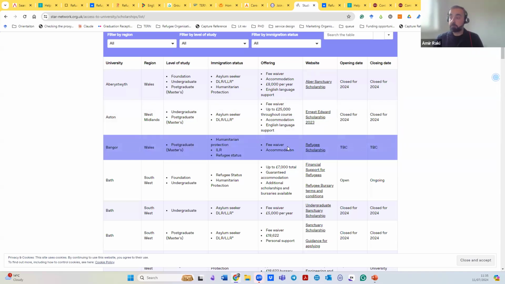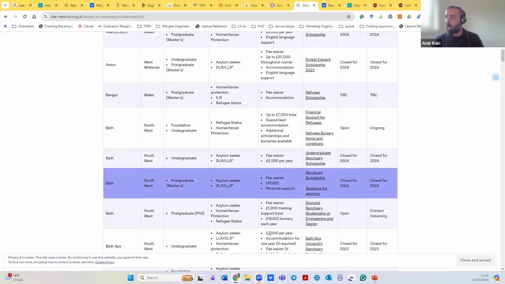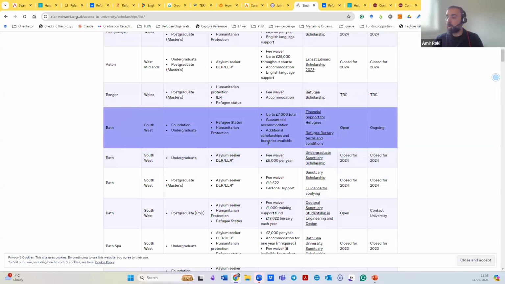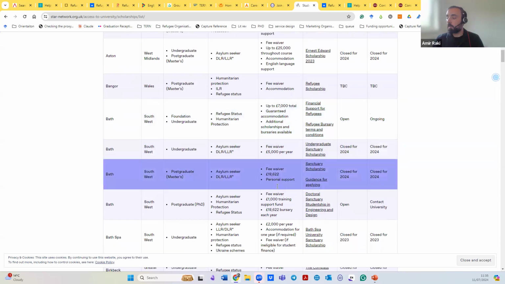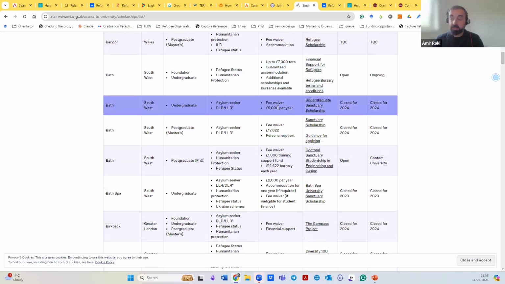University of Bangor in Wales has a fee waiver. You don't need to pay tuition fees, and they don't have cash support, but they give you accommodation as well. University of Bath, for undergraduate, has £7,000 as well as accommodation. University of Bath again, for undergraduate, has another type: a fee waiver, and they pay £5,000 per year for your other costs like accommodation, transport, laptop, internet, books, and so on.